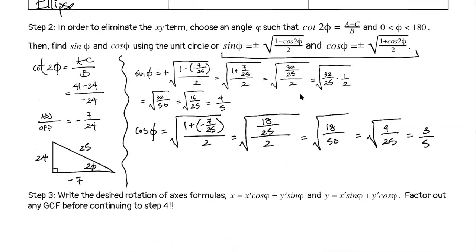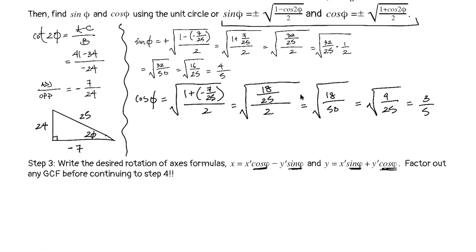Okay. So we have our sine phi and we have our cosine phi. The reason why we want those is because when we look ahead to step 3, I need to plug cosine phi and sine phi into these equations so that I can substitute into my original equation. So for step 3, let's go ahead and write out those equations, fill in all our numbers that we have, and then, to James's point, we can look at what might be a good factor to factor out.